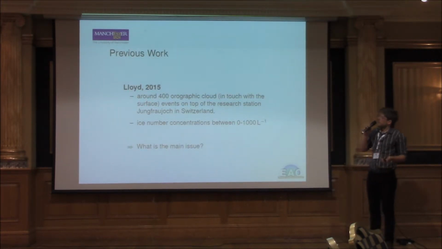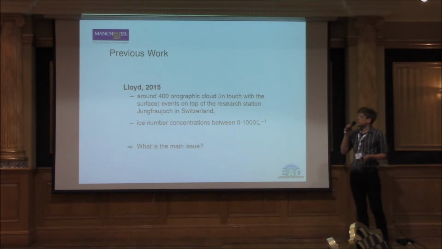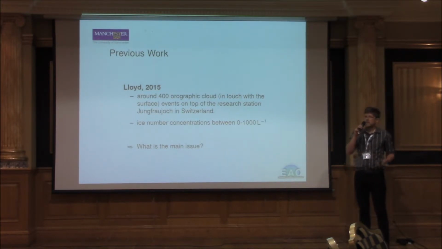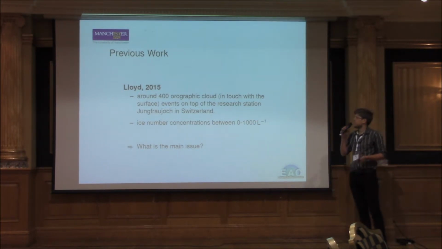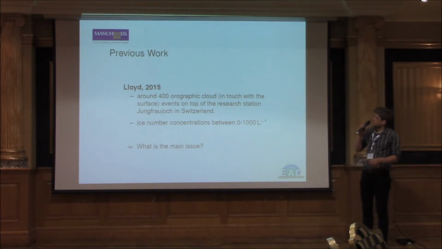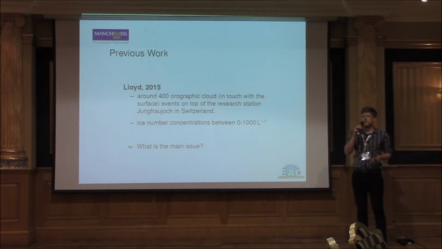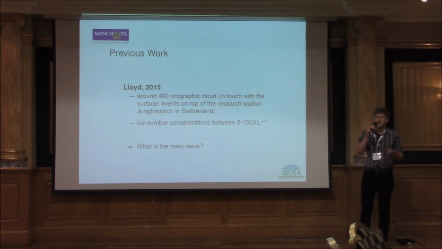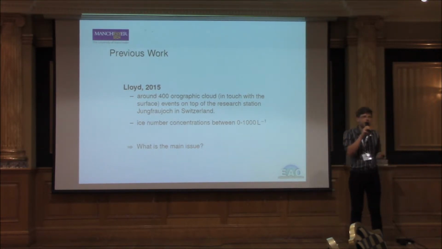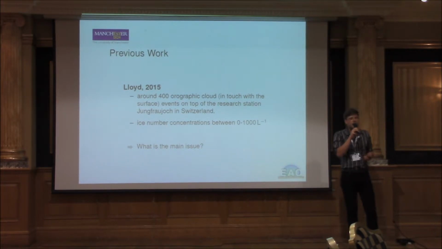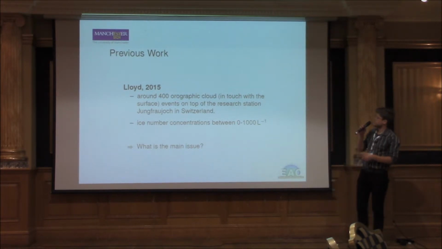So what we do is go up on the mountain and take samples of orographic clouds, which have been in touch with the surface at least once in their lifespan. A colleague of mine, Gary Lloyd, published a paper in 2015 presenting results of over 400 orographic clouds. Besides temperature and humidity, one of the key things was ice number concentrations between nothing and over 1,000 per liter. And just to tell you, 1,000 per liter is a very high number.